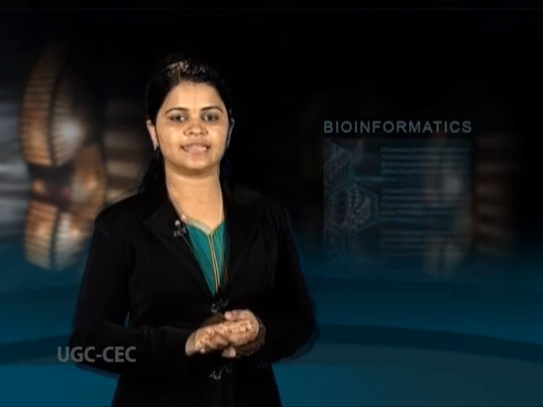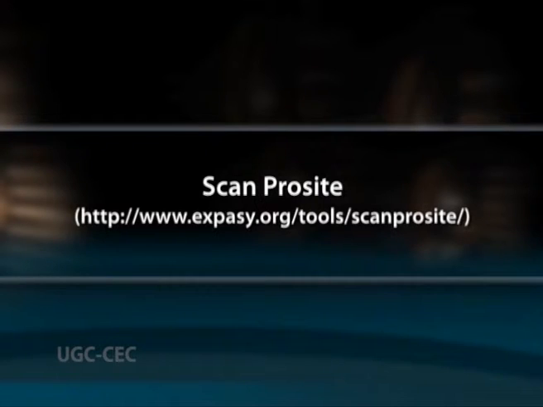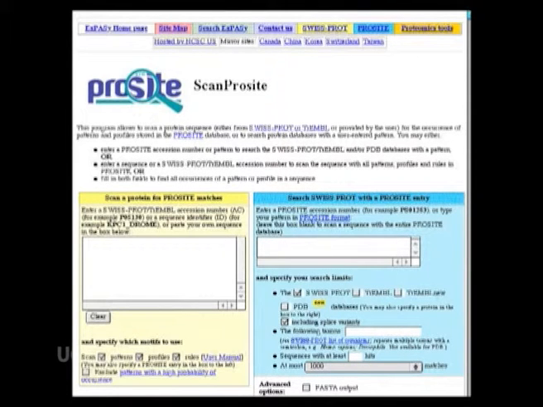PROSITE has been extended to contain also some profiles, which can be described as probability patterns for specific protein sequence families. The site can be used to search by keyword or other text in the entries, to search for a pattern in a sequence or to search for proteins in SwissProt that match a pattern. ScanProsite is a tool to scan a database with PROSITE or user built patterns.